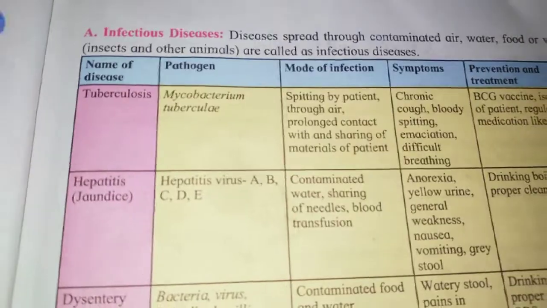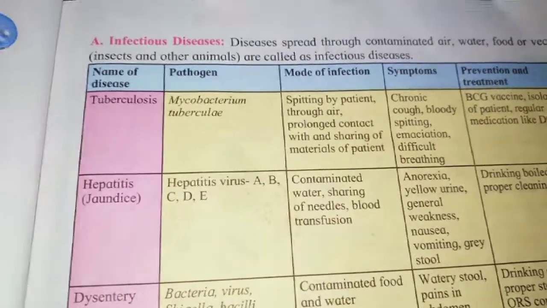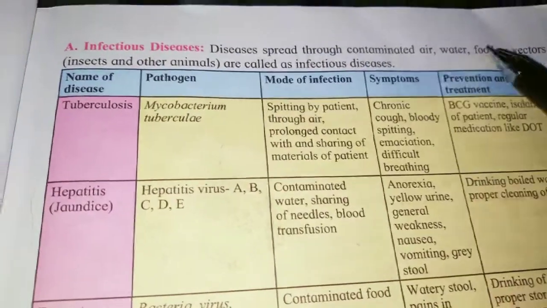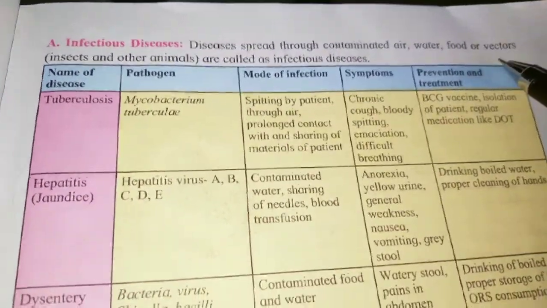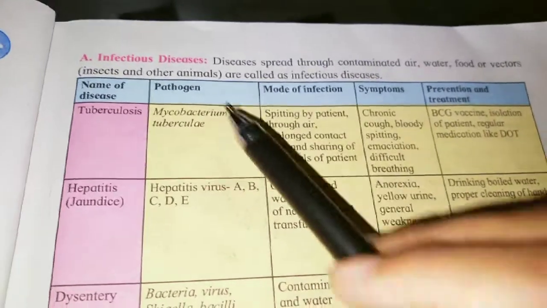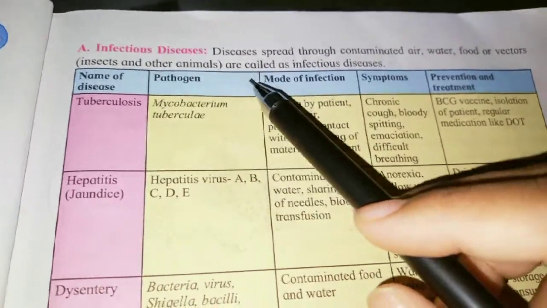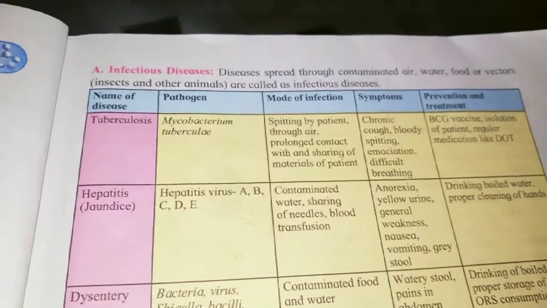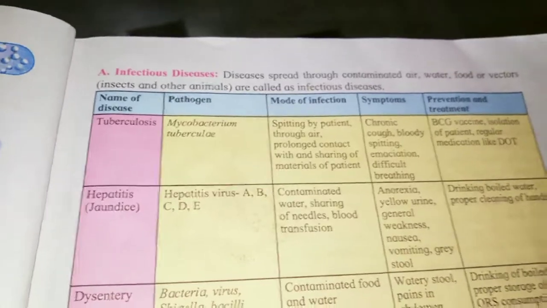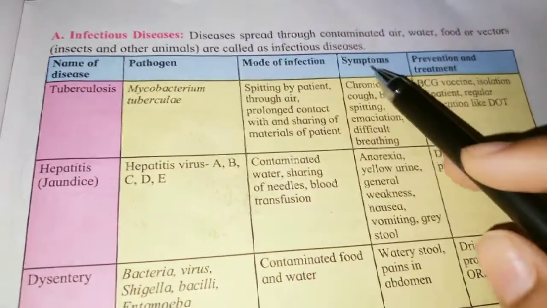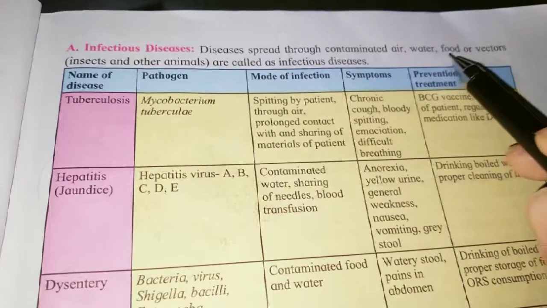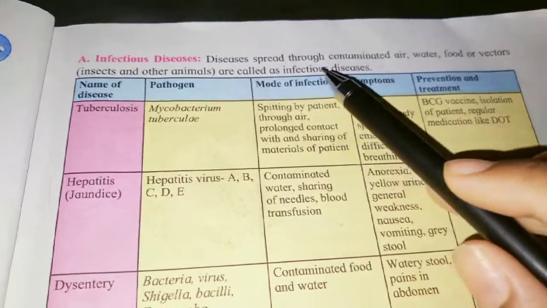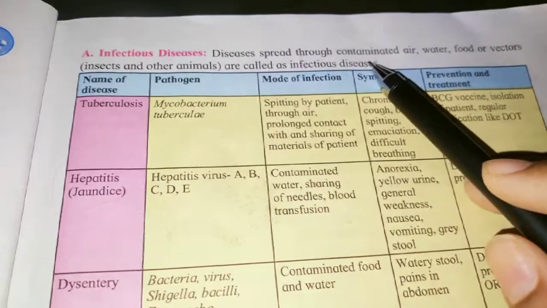First is infectious diseases. What are infectious diseases? Diseases spread through contaminated air, water, food or vectors, insects and other animals are called infectious diseases.